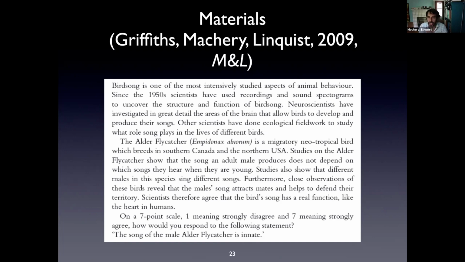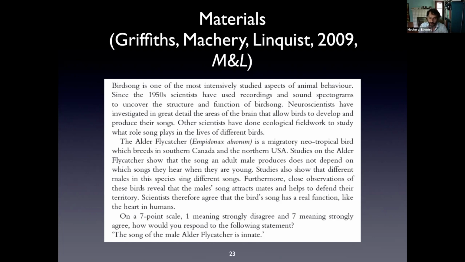The alder flycatcher is a migratory neotropical bird which breeds in southern Canada and the northern USA. True fact. Studies on the alder flycatcher show that the song an adult male produces does not depend on which songs they hear when they are young. So that tells us that song here is fixed. Studies also show that different males in the species sing different songs. The trait is not species typical, it's not universal. Furthermore, close observations of these birds reveal that the male song attracts mates and helps to defend their territory.